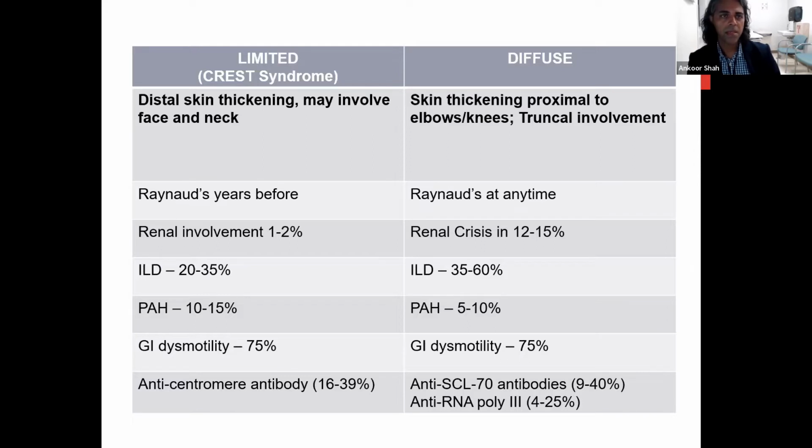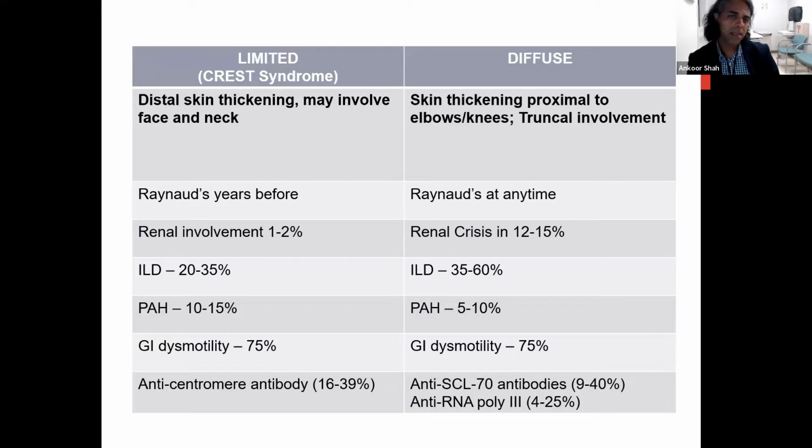In limited disease, there's distal skin thickening. So this really involves just the hands and feet, maybe the lower legs, lower arms, and the face and neck. In contrast, the diffuse systemic sclerosis subtype involves skin proximal to the elbows and knees and the trunk. Patients typically will differentiate into limited or diffuse in terms of their skin tightening within the first year of disease. And rarely does a patient with limited disease progress to the diffuse form, although it can happen.